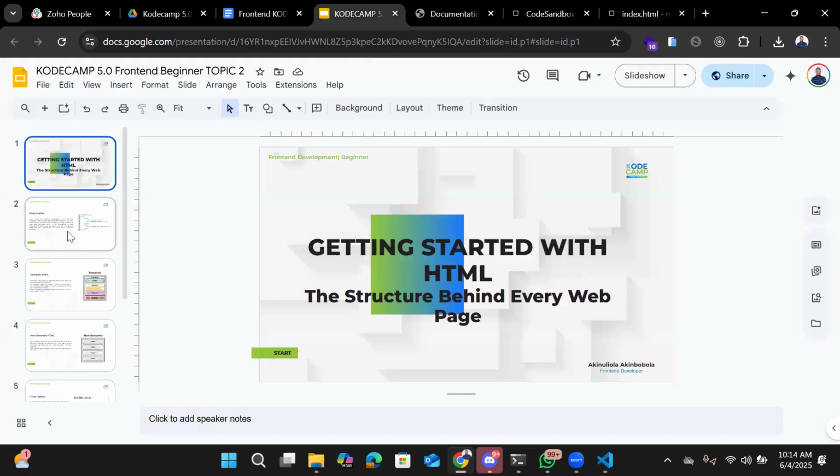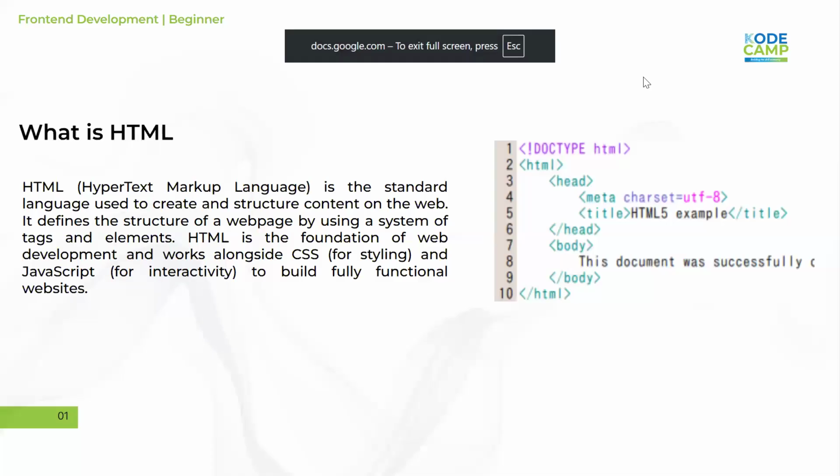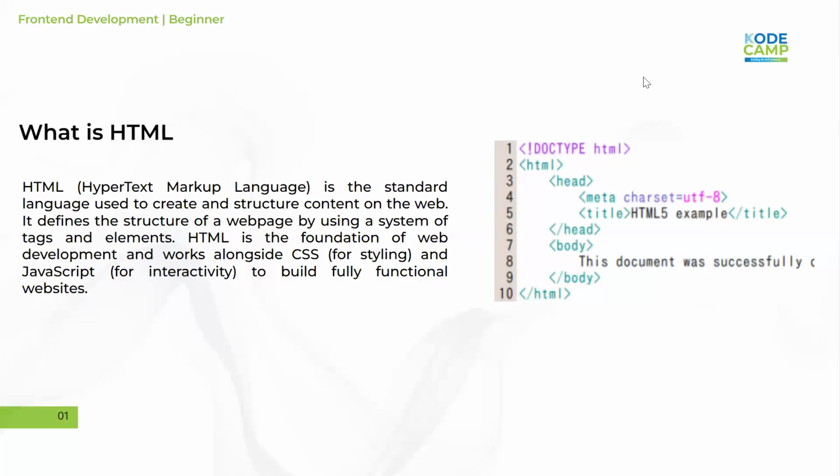So we are asking, what is HTML? The full meaning of HTML is hypertext markup language. This is the standard language used to create and structure content on the website. It defines the structure of every web page by using a system of tags and elements. HTML is the foundation of every website and every web development, and it also works along with CSS for styling and JavaScript for functionality to build functional websites.